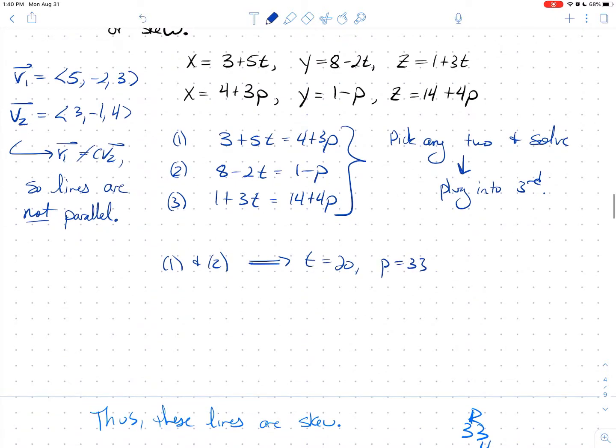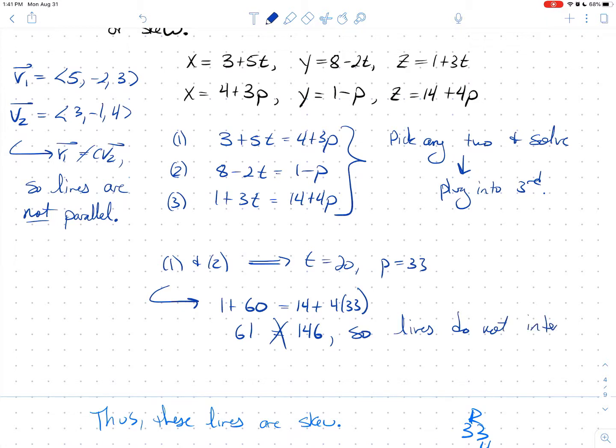So now you just simply plug that into the third equation. And so you get 1 plus 60, because I'm plugging in 3 times 20, equals, the statement is that's equal to 14 plus 4 times 33. And it's pretty easy to see that's not the case. On the left side, you get 61. On this side, you get what? 132, and 14 is what? 146. Those are not equal. So these lines do not intersect.